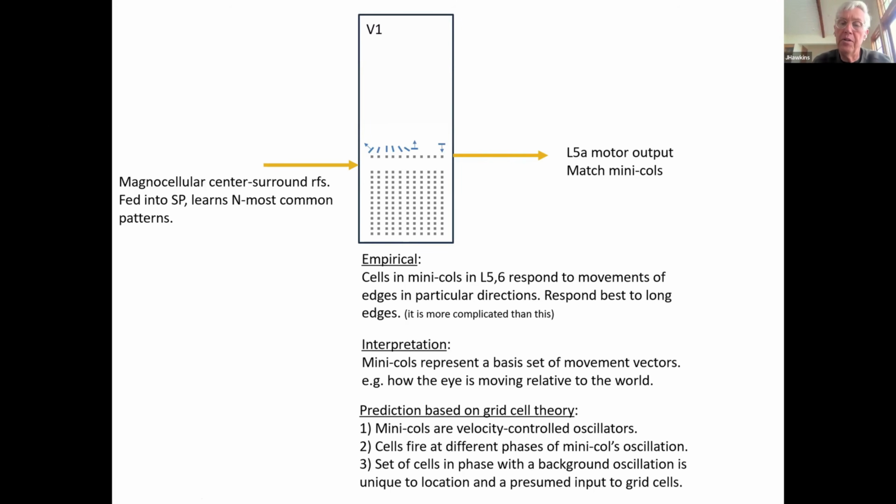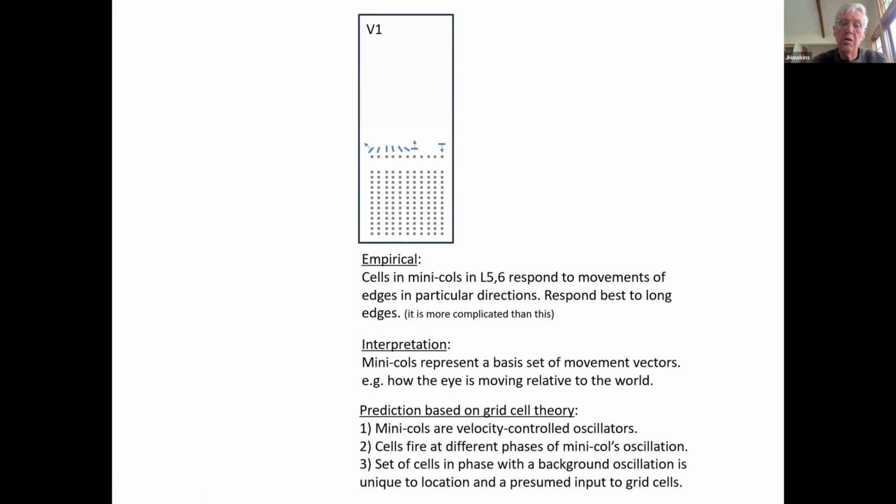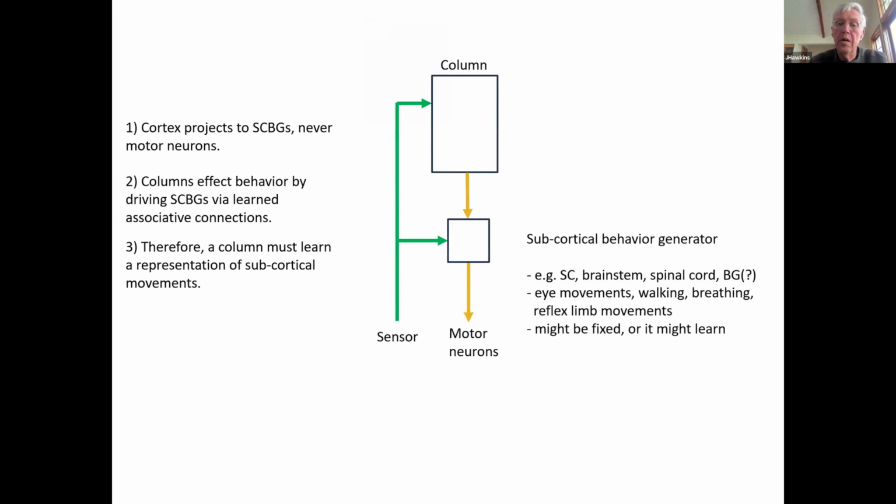I already mentioned this here, one cell in each phase is sufficient to encode the unique location. So go back to my previous picture here. This orange line is the layer 5A cells saying, okay, subcortical generator, you generate some movement of the retina. I have no idea what it is. I observe that movement through these magnocellular cells. They come in as just a whole bunch of bits. I don't really know what they are, but I'm going to run them through a spatial pooler. And now I form a representation of a set of basic movement vectors, one per mini column.